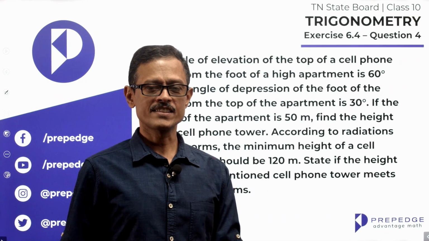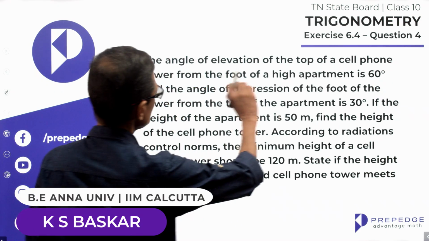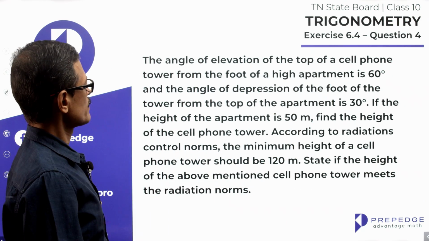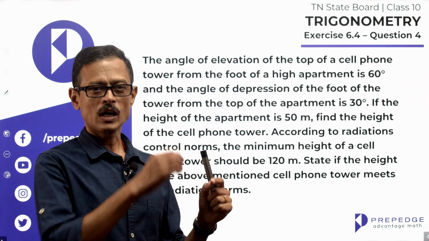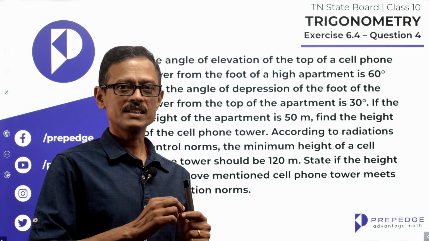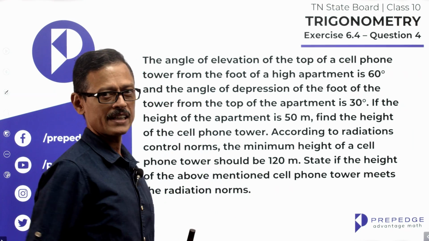Trigonometry chapter, we are in exercise 6.4, question number 4. Interesting question. The angle of elevation of the top of a cell phone tower from the foot of a high apartment is 60 degrees. இது ஒரு apartment complex இருக்கு. அதோட footல இருந்து cell phone tower ஓட top பார்க்குறோம். Angle of elevation 60 degrees அப்படின்ட்டாங்க.